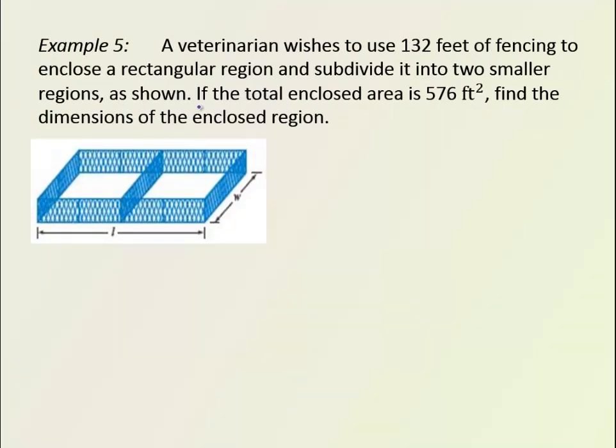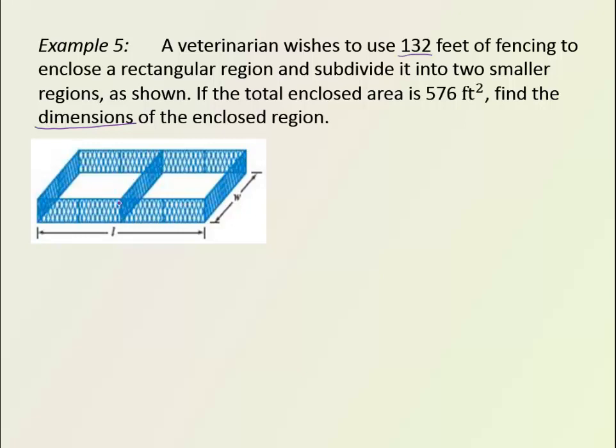And the last problem: a veterinarian wishes to use 132 feet of fencing to enclose a rectangular region and subdivide it into two smaller regions, as shown in the picture. If the total enclosed area is 576 square feet, find the dimensions of the enclosed regions. So we need to find dimensions. What are dimensions? Dimensions are length and width, as on the diagram. Let's look through the information that we do have. We have 132 feet of fencing that was used to build this rectangular region with subdivision.